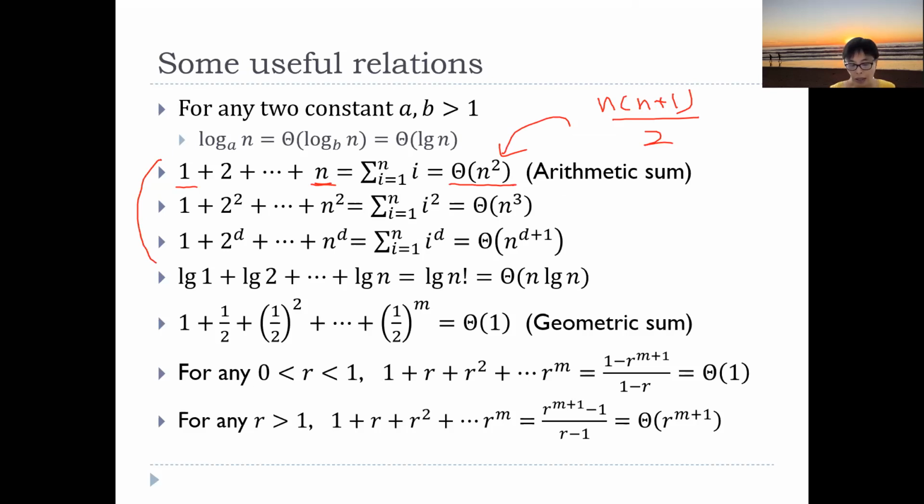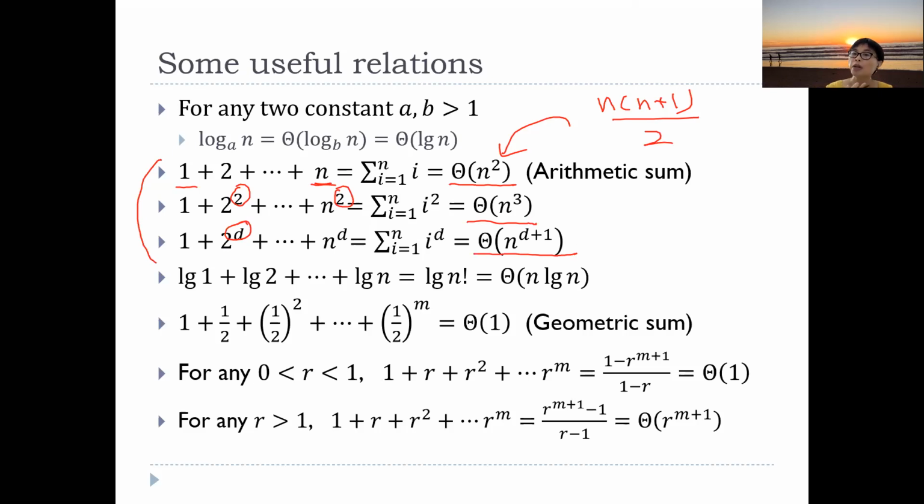It turns out that this actually generalizes to different exponents. If instead of 1 plus 2 plus 3 plus up to n, you do 1 plus 2 squared plus 3 squared plus 4 squared up to n squared, it turns out this is asymptotically the same as n cubed. In general, if you raise it to power d, 1 plus 2 to the power of d plus 3 to the power of d, and so on, then asymptotically this is the same as n to the power of d plus 1.